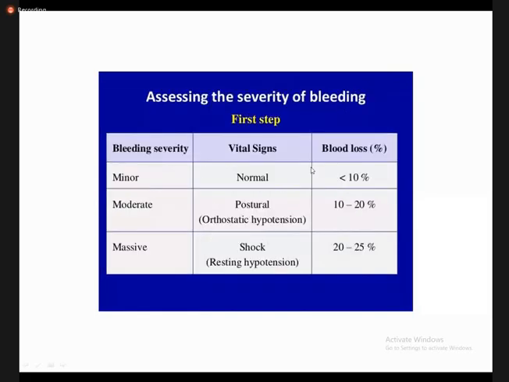So we have already discussed how to assess the severity. If the bleeding patient has normal vital signs, bleeding severity is minor, and you assume that blood loss is less than 10% of the body. If the patient has hypotension, bleeding severity is moderate, with 10 to 20% of the blood loss. And if the patient is in shock, his resting blood pressure is low, there is massive GI bleed, and the patient has lost around 20 to 25% of the blood.